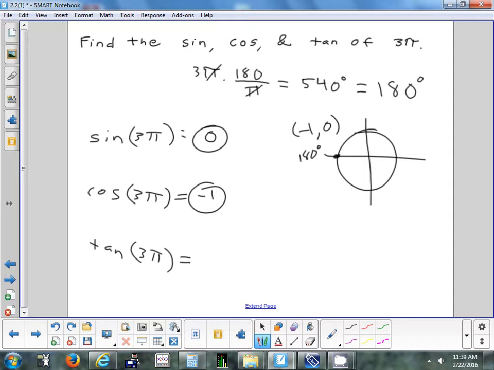Okay, and then my tangent? The tangent is 0. It's y divided by x. 0 on the top of a fraction is okay. 0 divided by a number, but you can't do a number divided by 0. No. Okay, remember it that way. Number divided by 0 spells no. You can't do it. No. Okay. Any questions on that one?